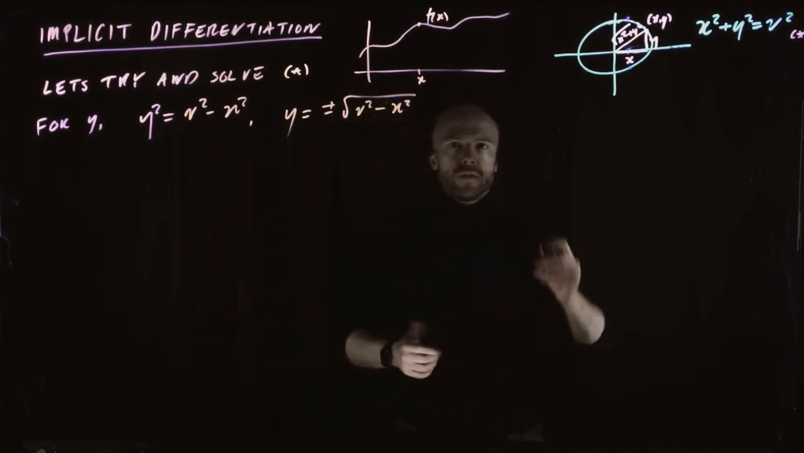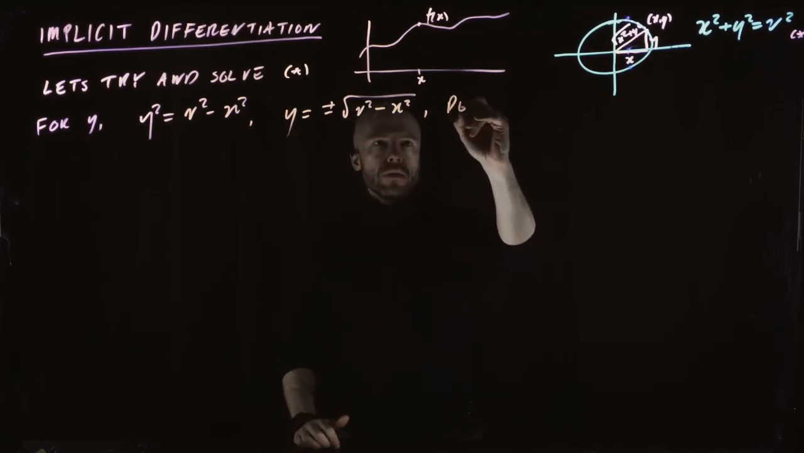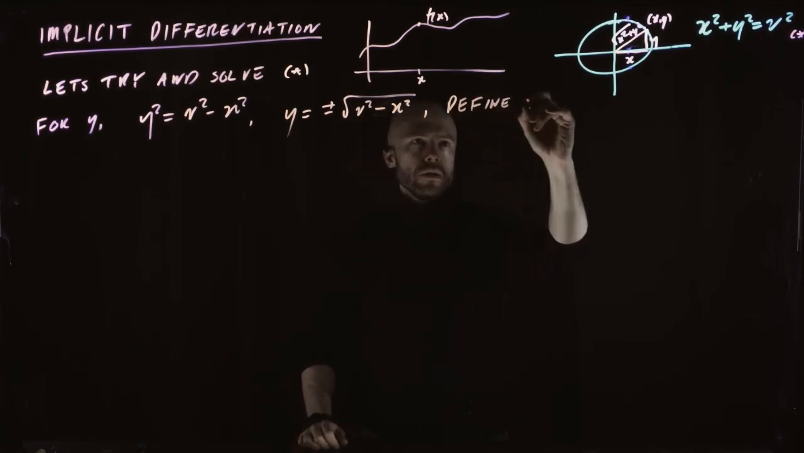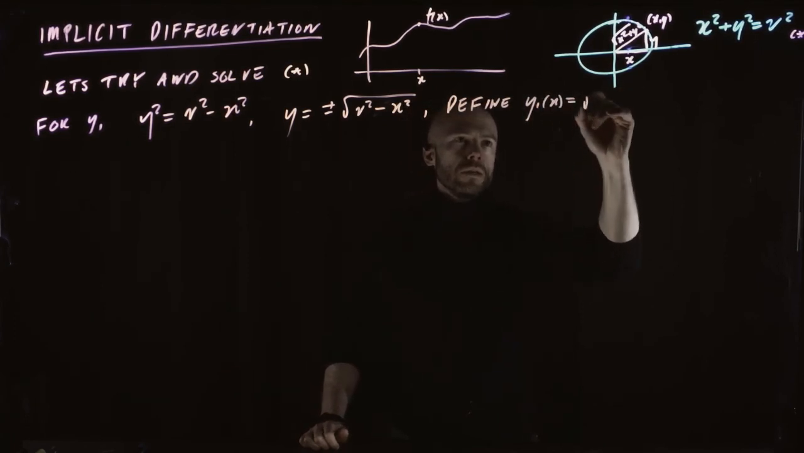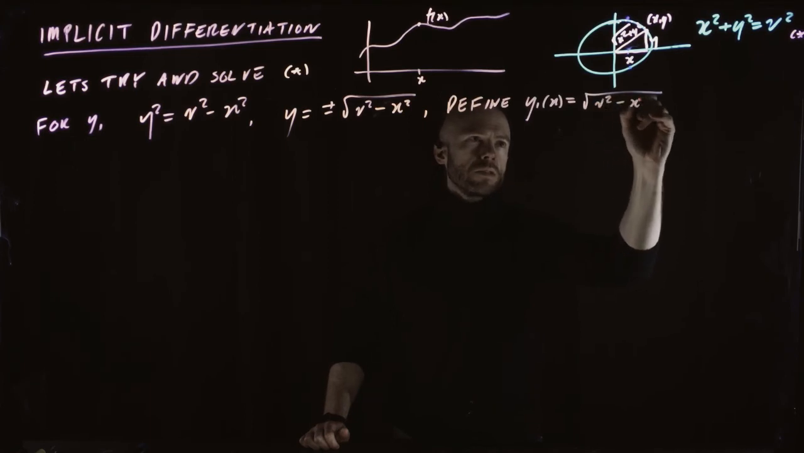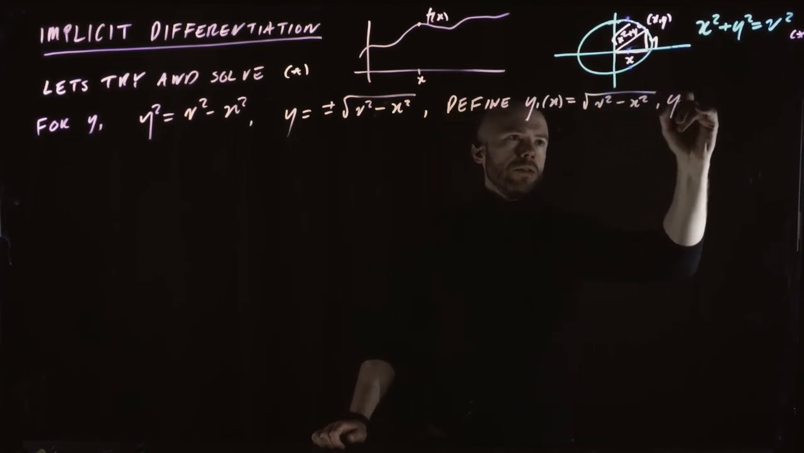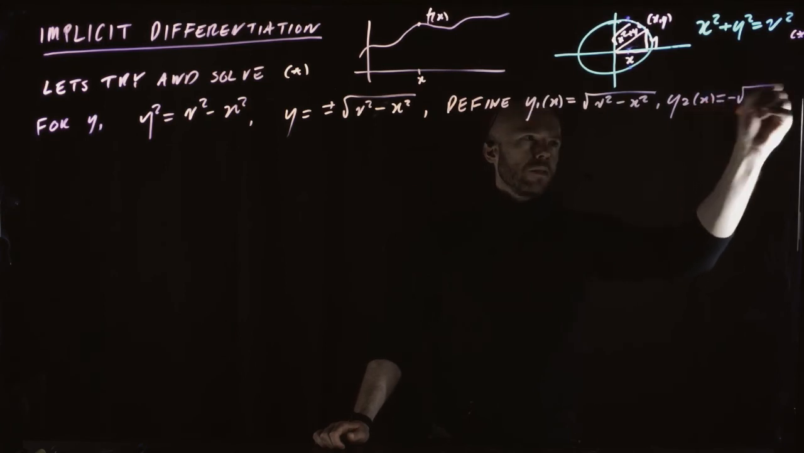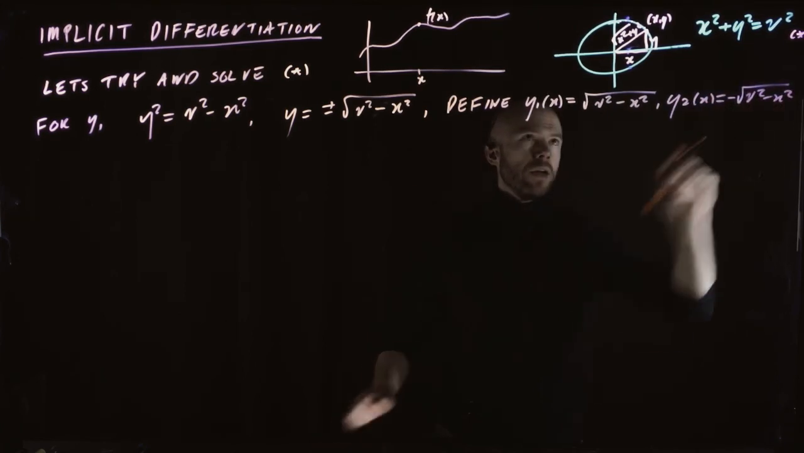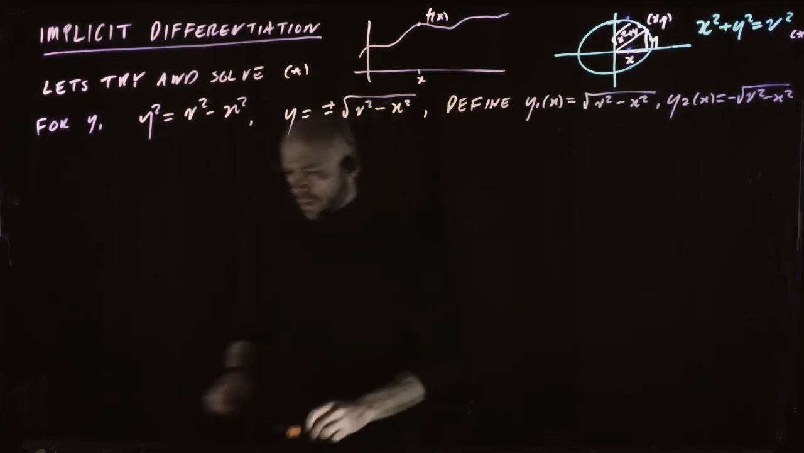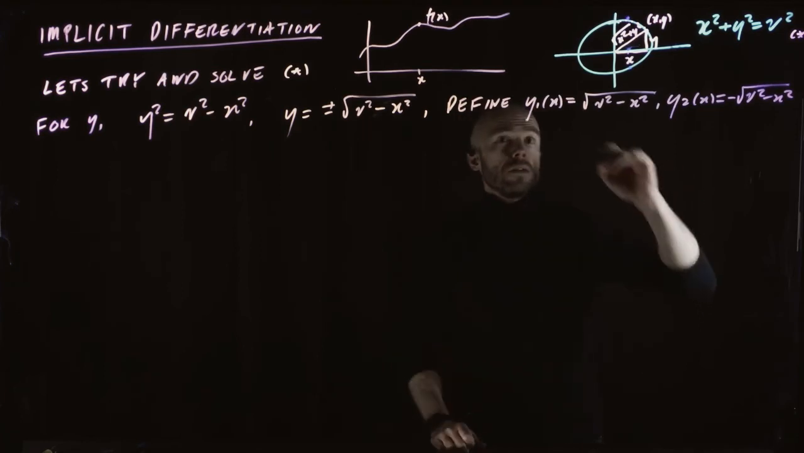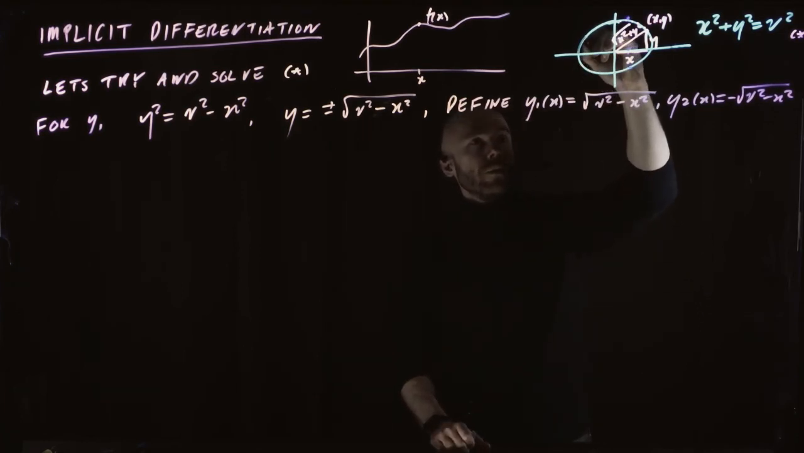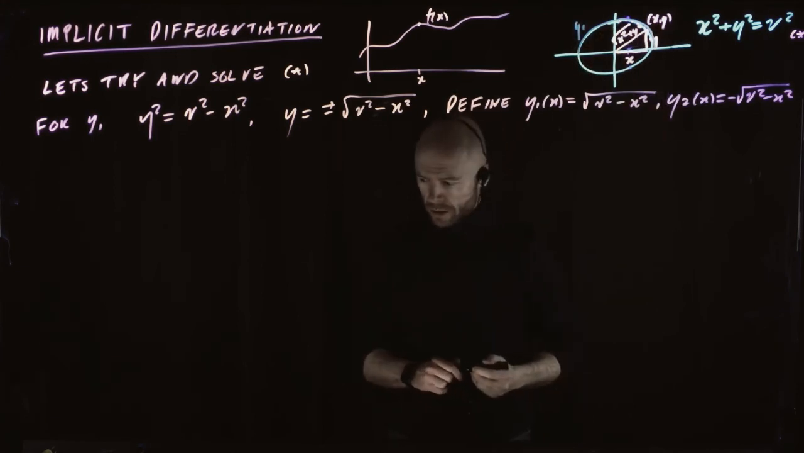So that gives us the way to go. We could define y1 of x to be the square root of r squared minus x squared, and y2 to be minus the square root of r squared minus x squared. And that would give us the top and the bottom of the circle. So this is y1, this top part here.